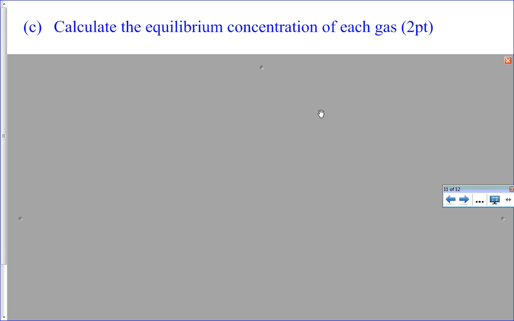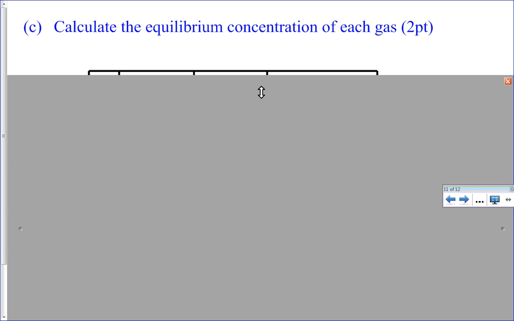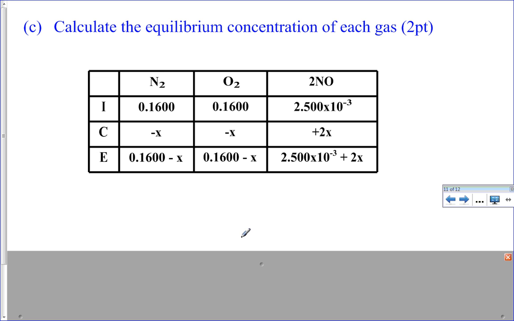Finding the equilibrium concentration of each gas. Again, here's the beginning of it all. We need an ice table. So I put in my new concentrations that were supplied by the problem with the much smaller concentration of NO. I have again changed the sign because now I'm going in the opposite direction. So I have to change my sign and I get my equilibrium concentrations.